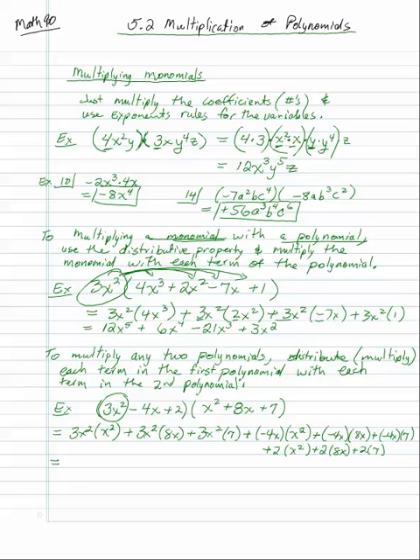So 3x squared times x squared is 6x to the 4th plus 3x squared times 8x, 24x cubed. 3x squared times 7, so that's plus 21x squared. And I'm going to go to the second term, distribute it. So negative 4x times x squared, negative 4x cubed.